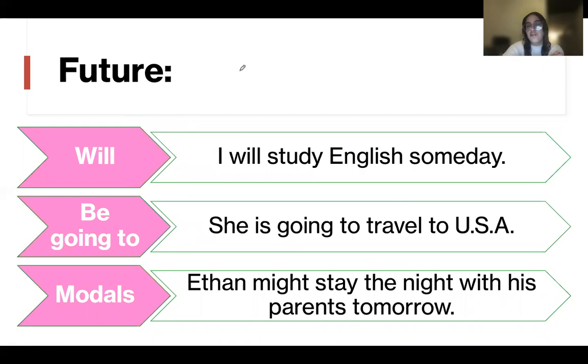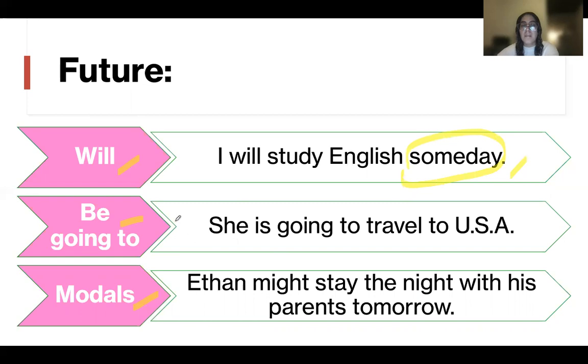And finally, the future. When we are talking about the future, we focus on activities or actions that have not already happened. For example, we can use in this case the auxiliary verb will, be going to, or modals. For example, I will study English some days. We are talking about something that will happen in the future, but we don't know when. We don't know exactly when this is going to happen.